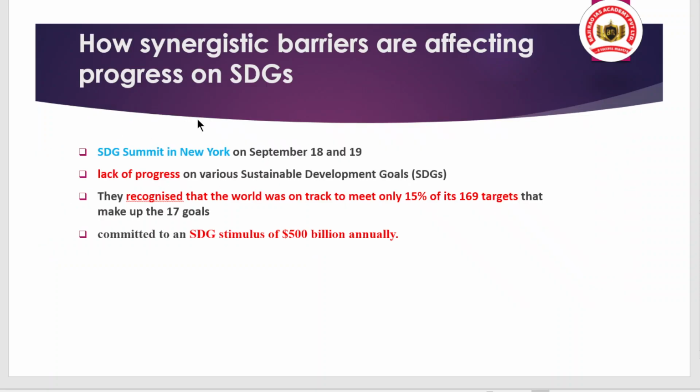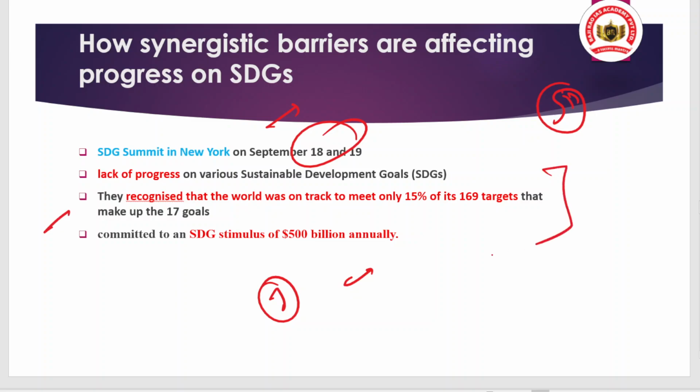Okay, so recently the SDG summit, the Sustainable Development Goals summit, was concluded in New York on September 18 and 19. In this meeting there was an important highlight that the world is lacking in progress to achieve the sustainable development goals. You can quote the fact that they recognized that the world was on track to meet only 15% of its 169 targets. And these 169 targets come under 17 goals.